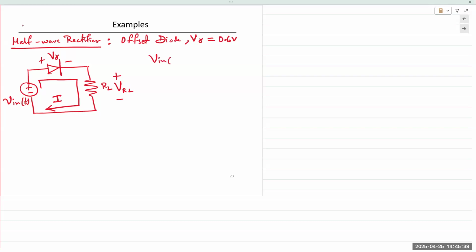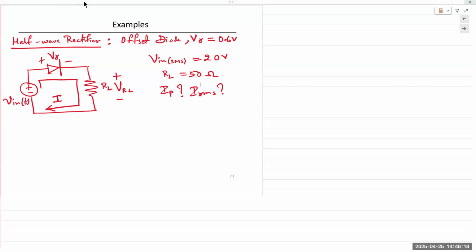So V in RMS is given as 20 volts. RL is given as 50 ohms. IP and I RMS are the questions being asked. So find the peak value of the current I and find the RMS value of the current I.